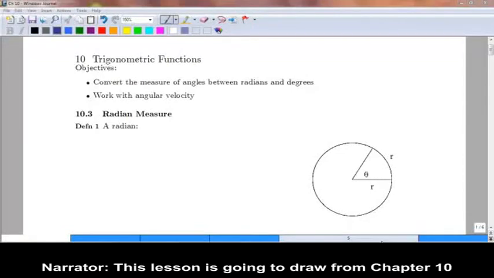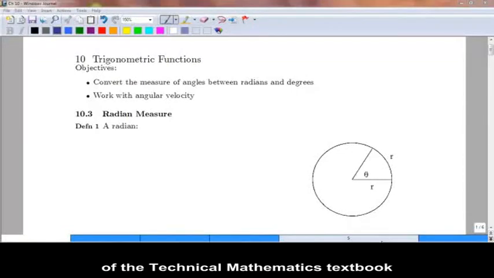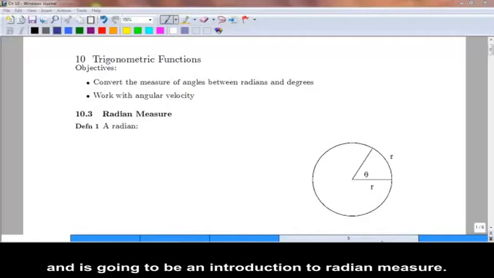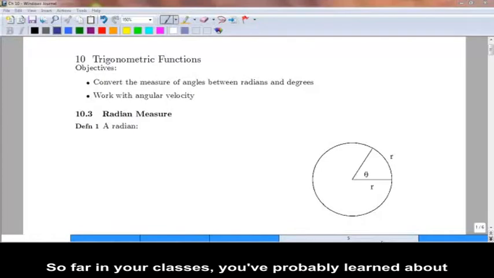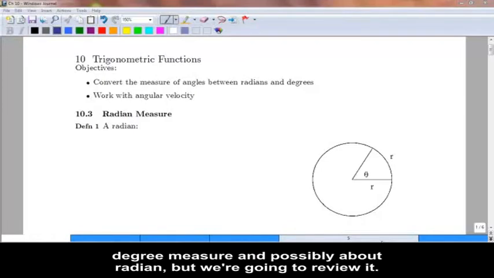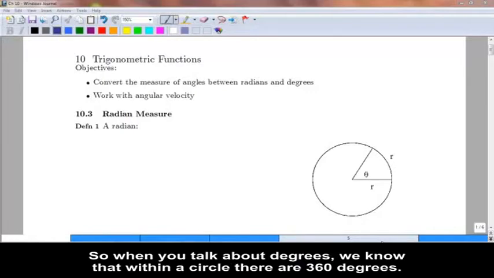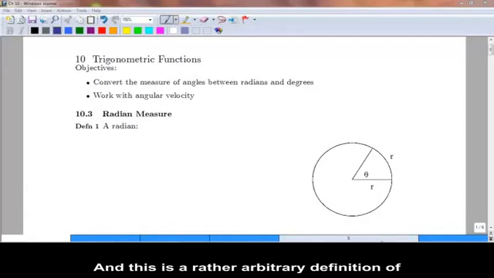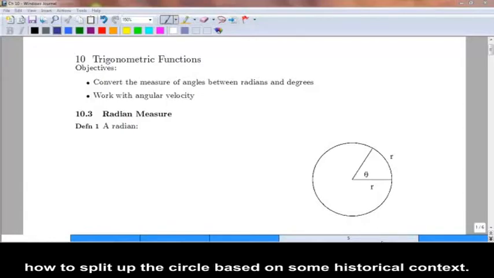This lesson is going to draw from Chapter 10 of the Technical Mathematics textbook and is going to be an introduction to radian measure. So far in your classes you've probably learned about degree measure and possibly about radians, but we're going to review it. When you talk about degrees, we know that within a circle there are 360 degrees, and this is a rather arbitrary definition of how to split up the circle based on some historical context.